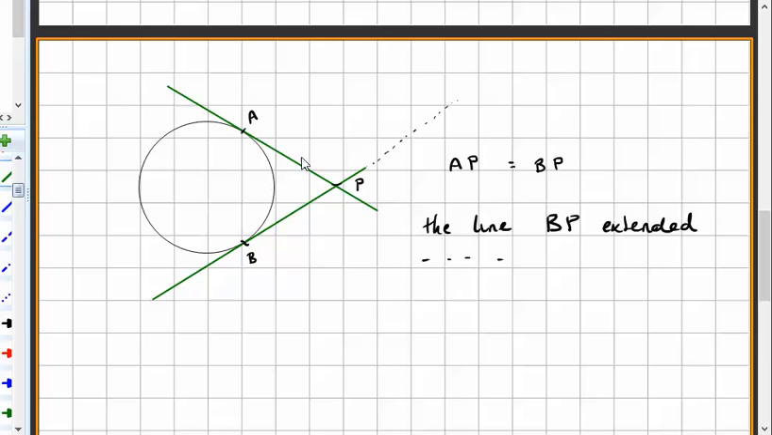But when we come out of the circle, if line BP is extended, it means it carries on past. Okay. So that's just a note that comes up and people don't quite understand what it means. Right. Okay. Next one.